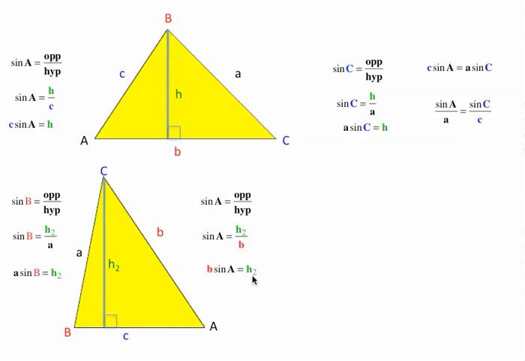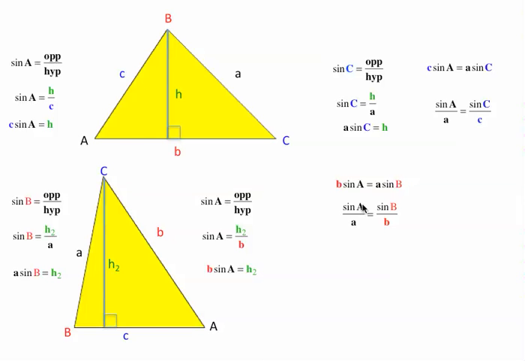The reason we isolated the H2s again is so that we can say A sine of B is equal to H2, and B sine of A is equal to H2. So A sine of B must be equal to B sine of A. These things are the same thing, so we're going to write them as the same thing. B sine of A is equal to A sine of B. I'm going to divide by side A and divide by side B, and I'm going to get sine of A over A is equal to sine of B over side B. Okay, very similar to what we have up here.